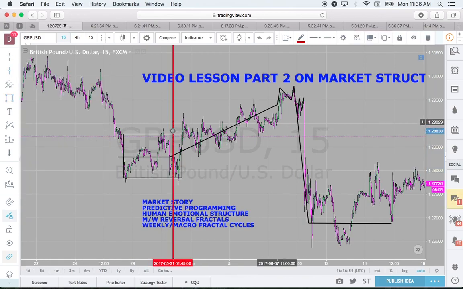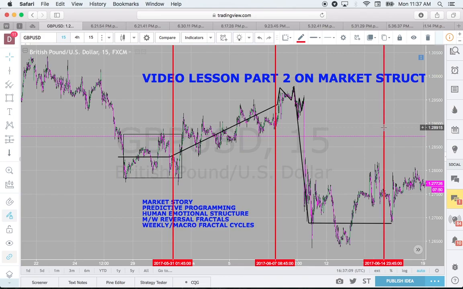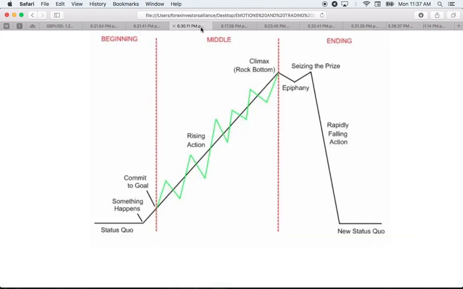We could say the beginning, the middle, and then the ending. Beginning, middle, and then the ending here. Very, very similar, you guys. We have the climax, then the epiphany or consolidation, and then the second leg, seizing the prize.